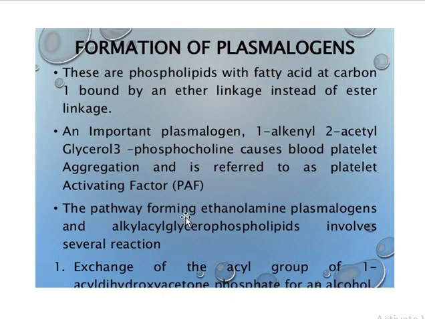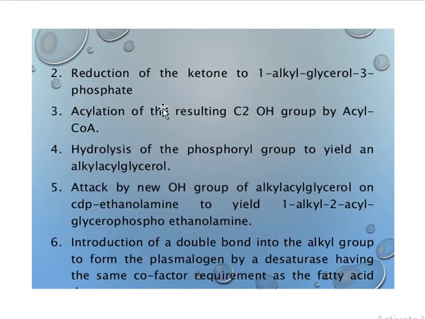Then this 1-acyl dihydroxyacetone phosphate reacts with an alcoholic group. This alcoholic group displaces the acyl group from the dihydroxyacetone phosphate, and so the 1-alkyl dihydroxyacetone phosphate is formed. Then in the next step, the keto group of the dihydroxyacetone phosphate is reduced. So the dihydroxyacetone phosphate is converted to glycerol, and the compound formed is 1-alkyl glycerol 3-phosphate.